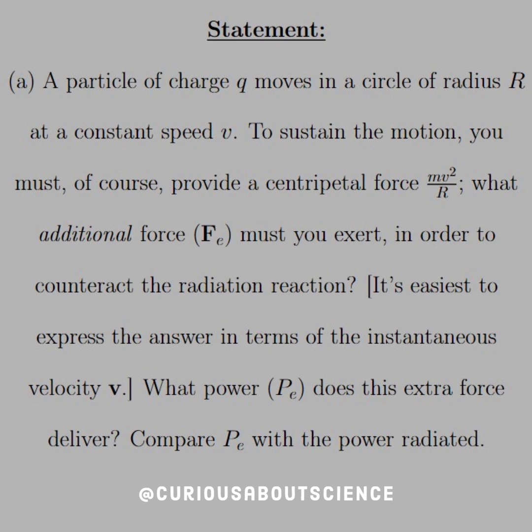A particle of charge Q moves in a circle of radius R at a constant speed v. To sustain motion, you must, of course, provide a centripetal force mv squared over R. What is the additional force Fe you must exert in order to counteract the radiation reaction? Okay, it's easiest to express the answer in terms of the instantaneous velocity v. What power Pe does the extra force deliver? Compare Pe with the power radiated.